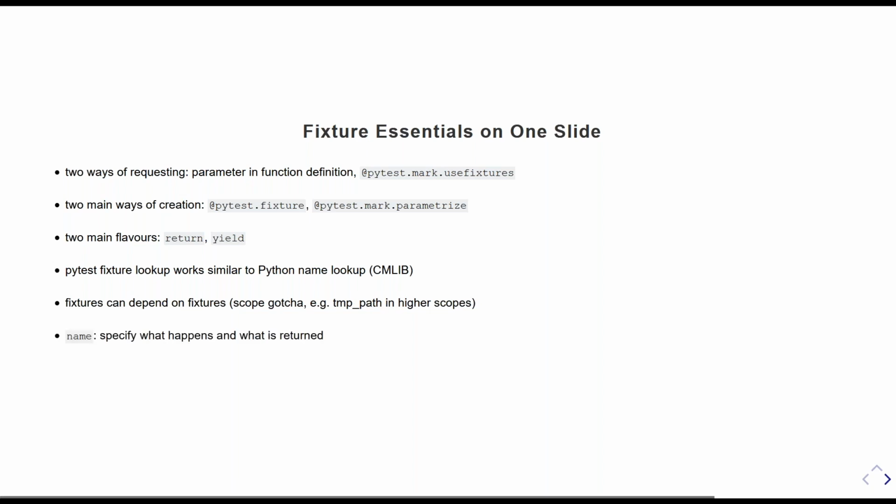And then there's this name kwarg that I showed you earlier on, which is really handy, which I really like to use. I usually have a fixture where the function name describes what this fixture does. And then I pass the name argument into the fixture definition, and this is then the object that the fixture is giving back. So that is also a very nice way of having a clearer description of what is happening and what kind of object is being returned.